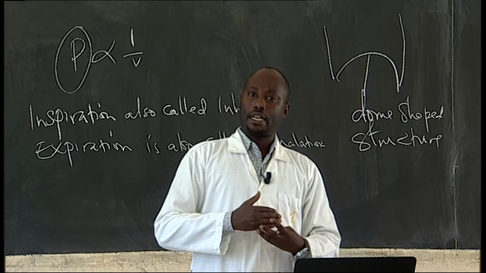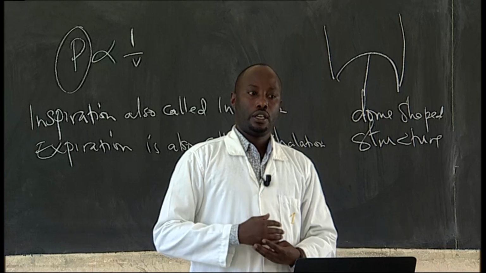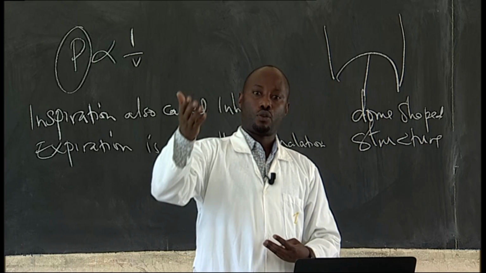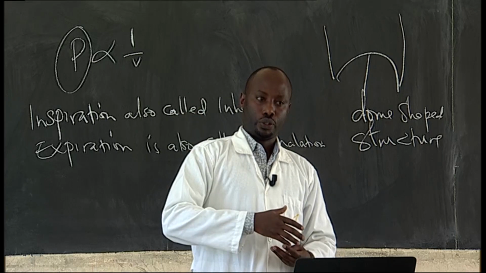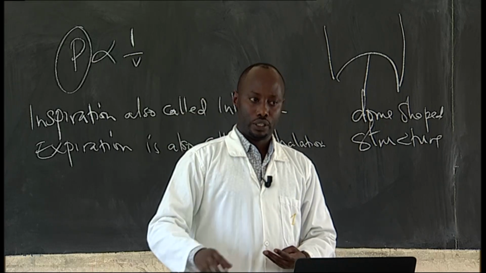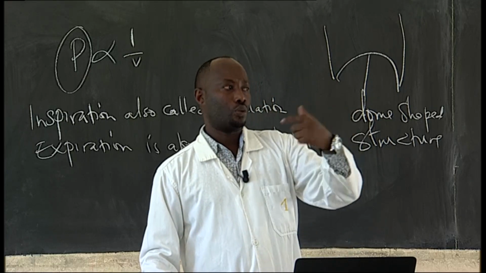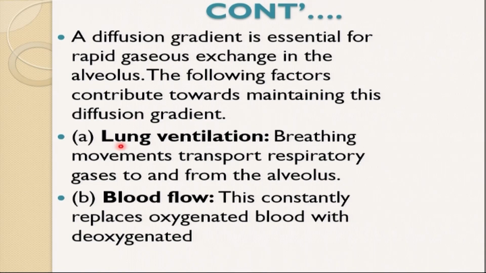As I mentioned earlier, a diffusion gradient refers to differences in concentration, from higher concentration to lower concentration. We talk about down the concentration gradient. So there must be things that make oxygen enter and carbon dioxide leave. Number one is what we call lung ventilation. Breathing movements transport respiratory gases to and from the alveoli, so that oxygen comes in and carbon dioxide leaves the blood capillary.